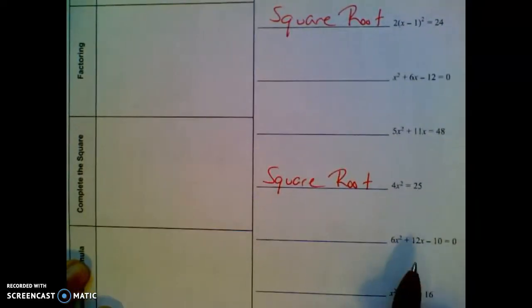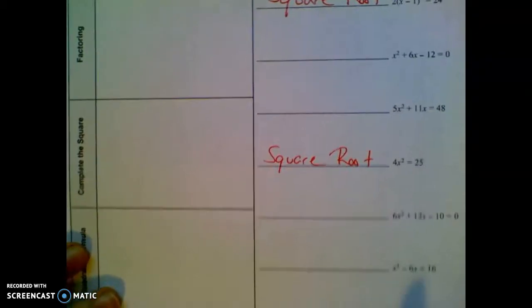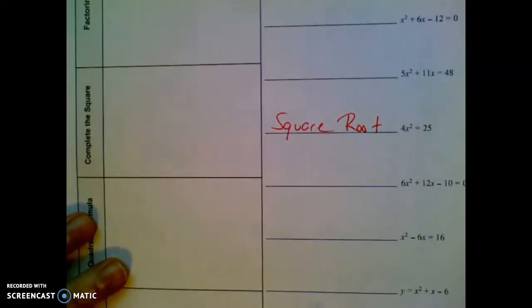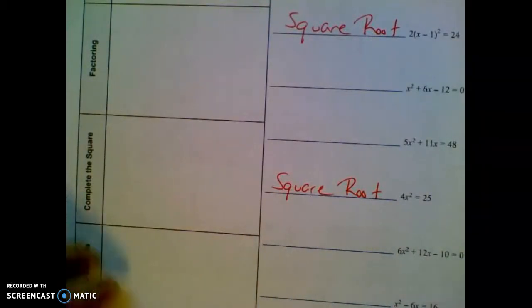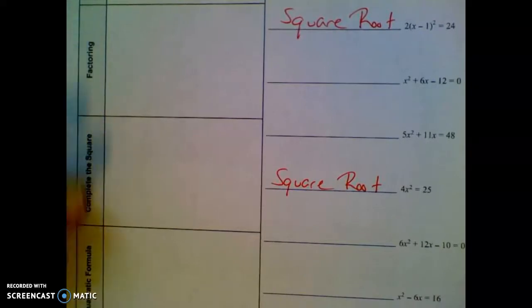Okay, moving on down, I see an x term, I see an x term, and I see an x term. So square root method only works for 2 of these, but it is actually the best method to use on those 2, so I would definitely use this first. All right, the rest I'm going to do together, and we'll just look at each of those questions separately.